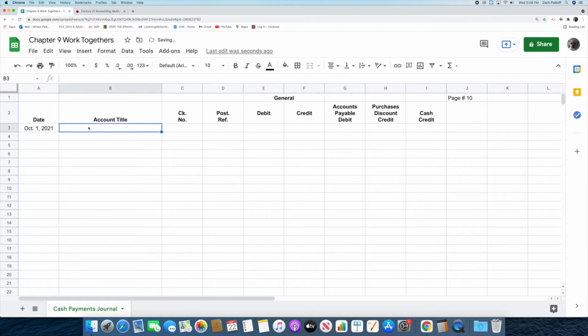Next, we're going to put in the account title, which is utilities expense, in the account title column. After that, we're going to put in the check number, which is 321, in the check number column. And then we're going to record the amount, which is $85, in the general debit column, and also the cash credit column. Okay, so that was the first transaction.